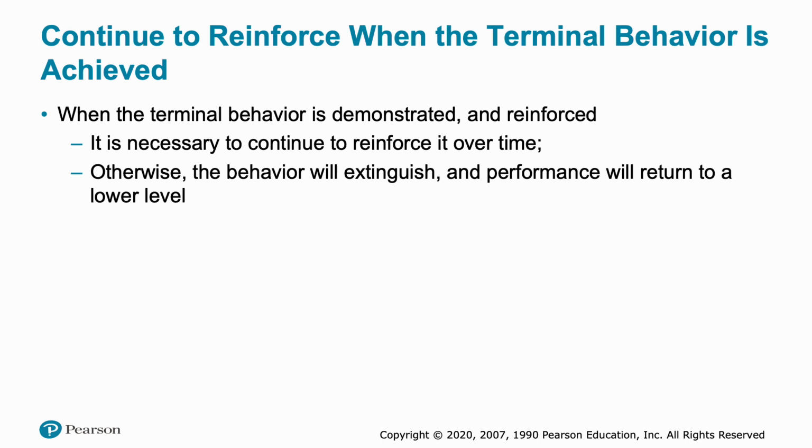Okay, so now you've reinforced all the different successive approximations. You've made wonderful progress. Now you've reached the terminal behavior. You've reached that criterion, meaning that the behavior is occurring within the specific topography that you selected, within the specific dimension that you wanted, at the frequency or the rate or whatever it might be that you had previously selected for the behavior to occur. Now it's occurring. You finally got it to occur one time.